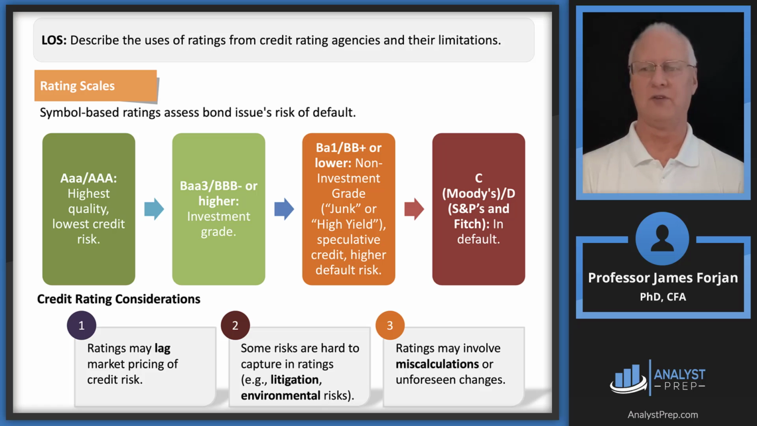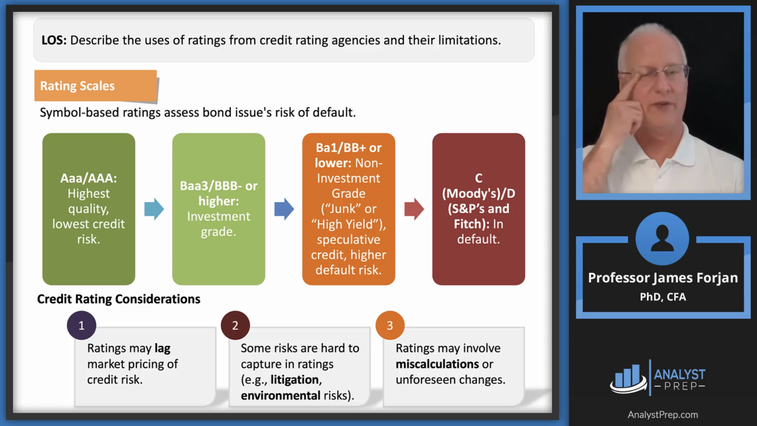These are high yield bonds. These are speculative grade bonds. They have higher levels of default risk, which means they have higher yields to maturity, which means they have a lower price. You're willing to pay less for a risky bond. That makes perfect sense.